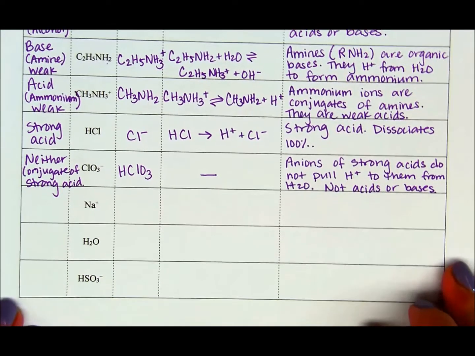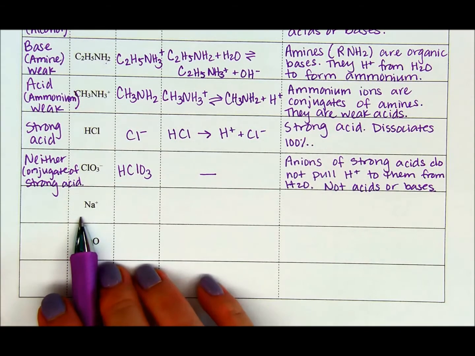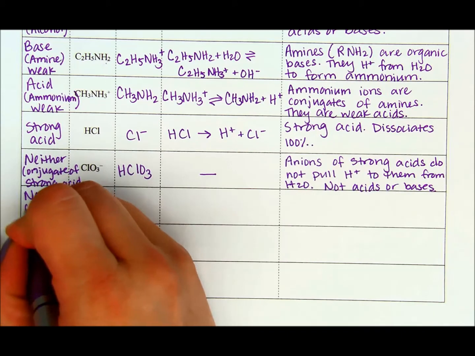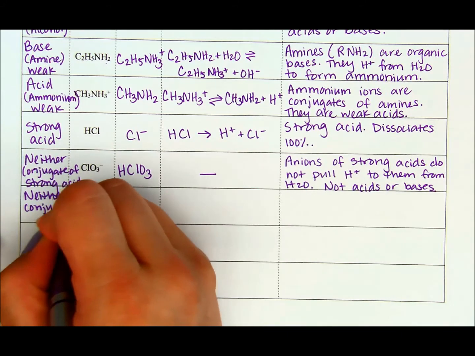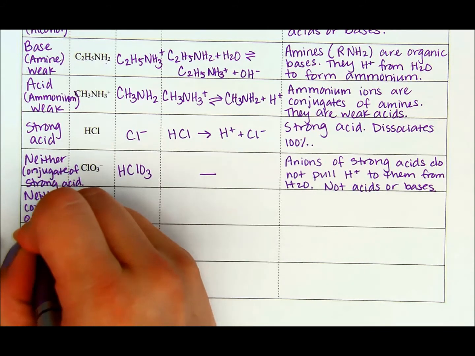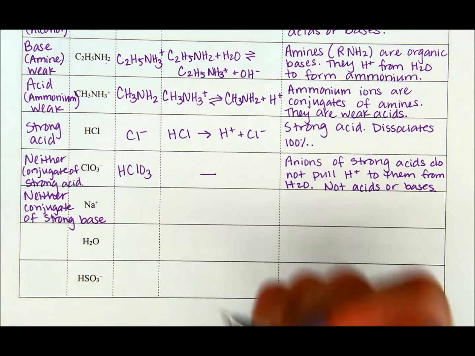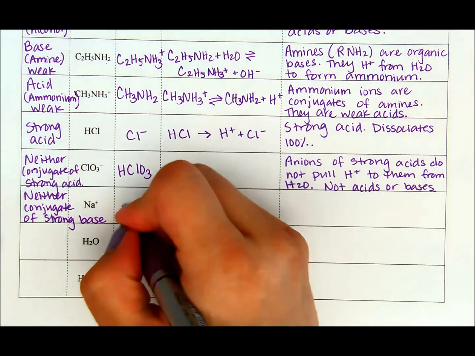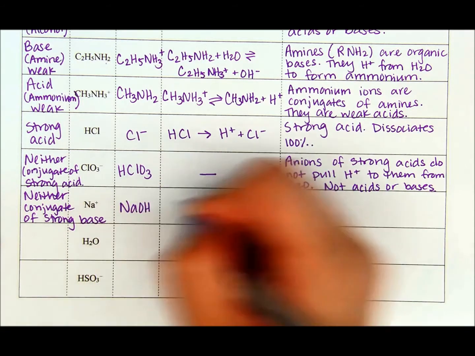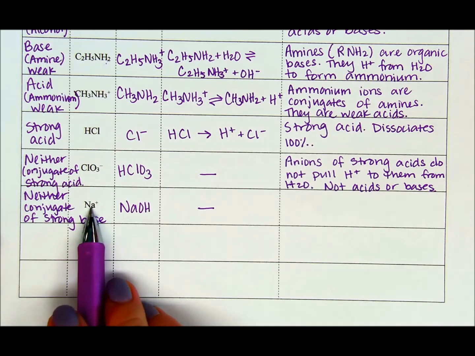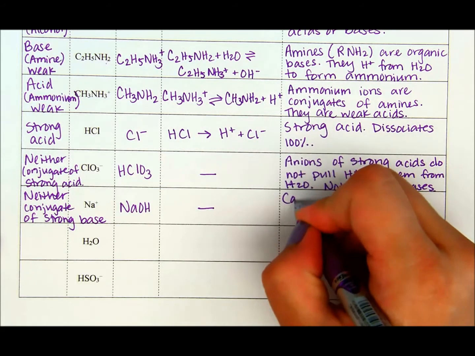Now the next one is really similar, because this, of course, with hydroxide is going to form NaOH, which is really strong. So again, this is neither. This is a conjugate of a strong base. Conjugate of a strong base. So its conjugate then was NaOH. Doesn't have a reaction. Cations of strong bases do not bond with hydroxide, so they're not acids or bases.